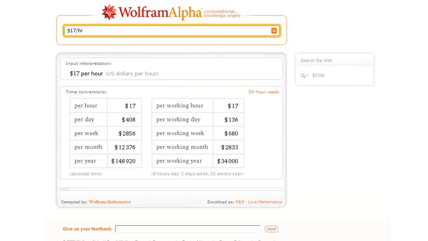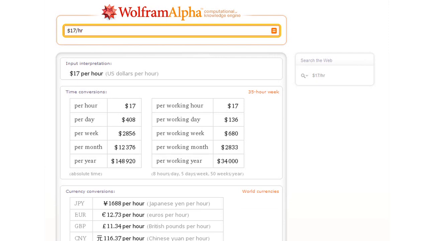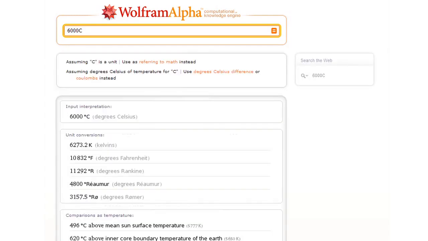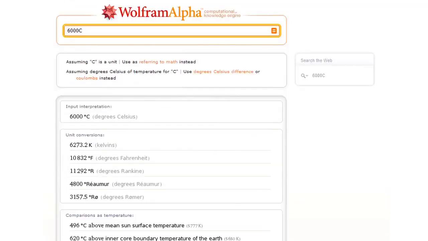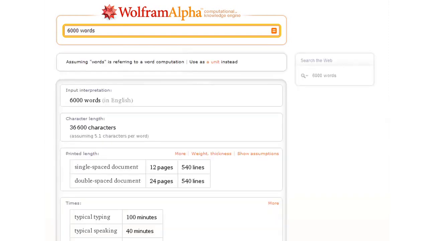Now Wolfram Alpha will give us a bunch of conversions it thinks are useful for absolute time, for working time, and so on. Or how about 6,000 C? So Wolfram Alpha will assume that we're talking about temperature here. It'll give us some conversions, and then it'll show us the color that something heated to 6,000 degrees would be. Let's try 6,000 words. Now Wolfram Alpha is telling us things about 6,000 words, like how long it would take to type that or read it.